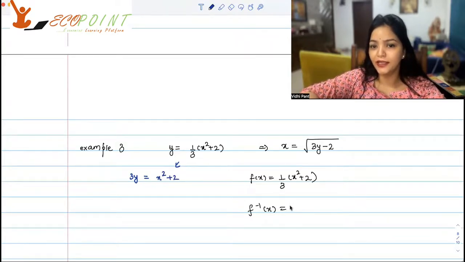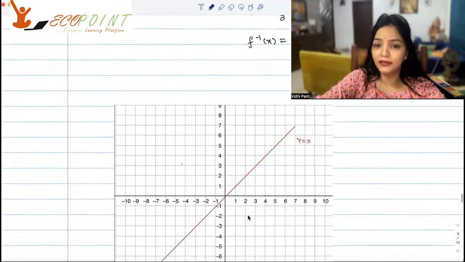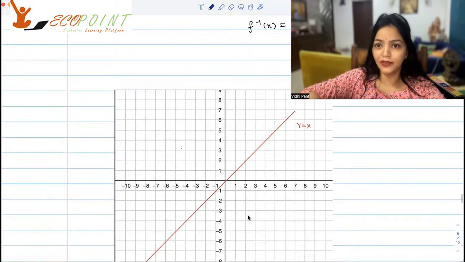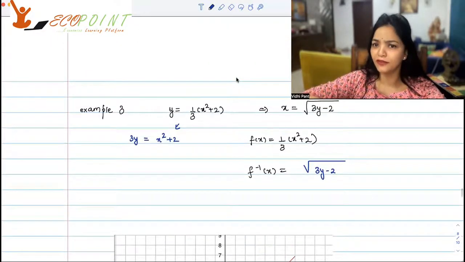So you can take f inverse(x) as the square root of 3x minus 2. Next step, you prepare your xy plane, and in that you must have the line y equals x. And now your task, or your homework, is to construct both the curves f(x) and f inverse(x) and check for yourself: are they reflections of each other or not?